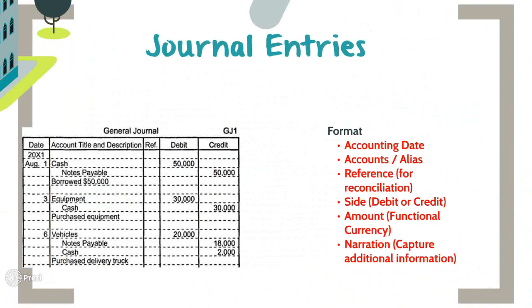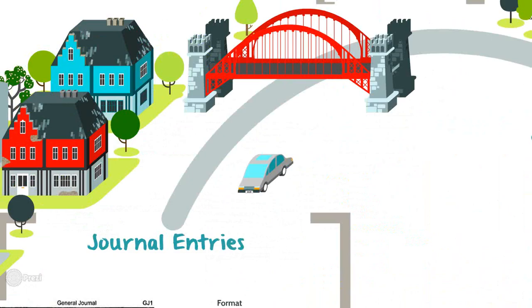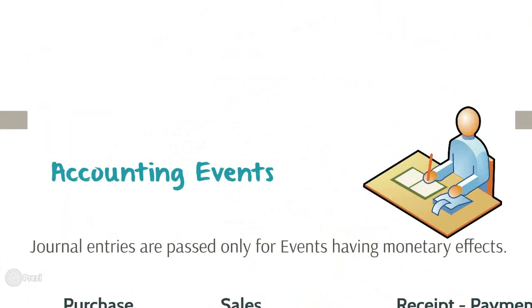So now, why do we need to pass a journal entry? Is it that any time I will think, okay, today I will pass an entry? So there should be some events. Without any events, we will not pass any accounting journal.